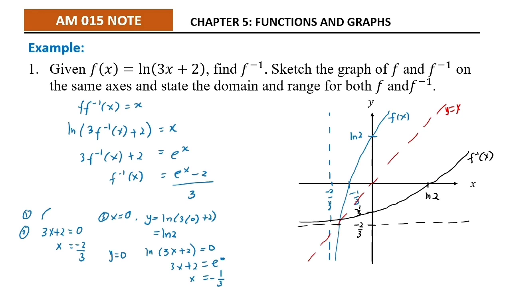Lastly, the domain and range for both f and f inverse. The domain of f equals the range of f inverse. The domain of f is here. So f(x) is here, and the domain cannot cross the asymptote, which means from negative 2 over 3 to positive infinity. The range of f equals the domain of f inverse. The range of f is from negative infinity and does not stop at any point, so it goes to infinity. From negative infinity to infinity.